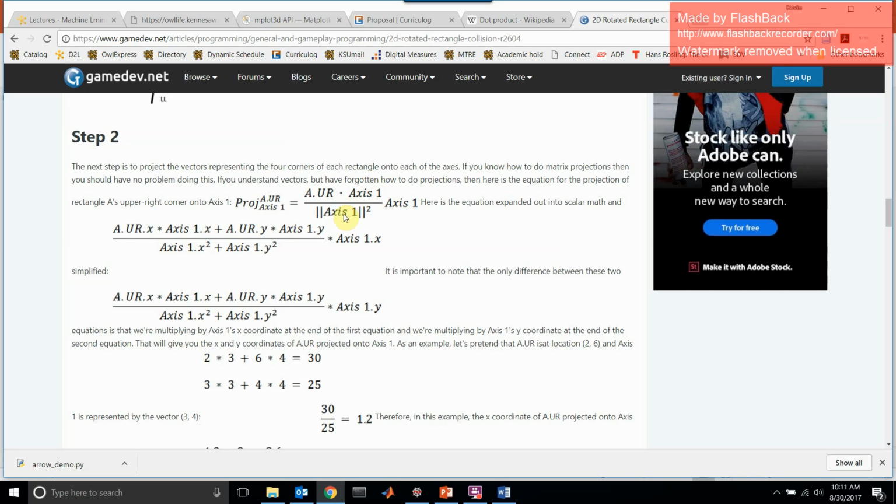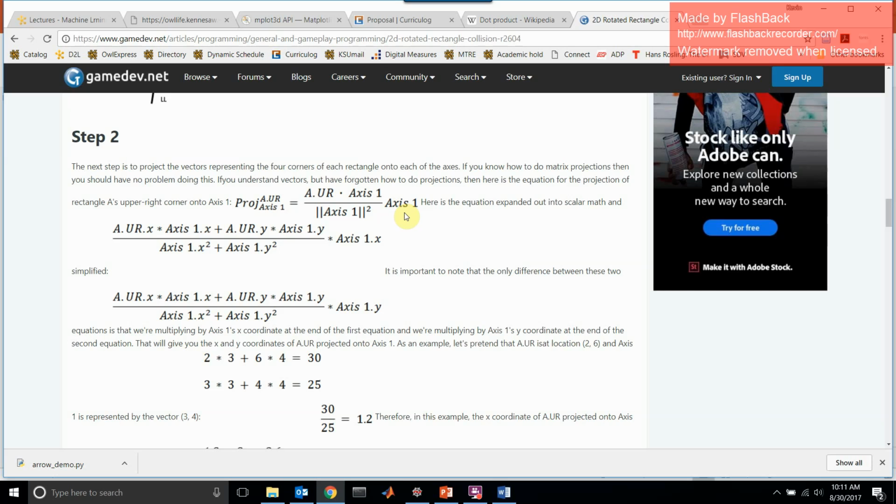I divide by the square of the magnitude, which is different than mine. I just divide by the magnitude itself. So this thing here is a scalar. And then it's being multiplied by a vector, the axis vector. So this quantity they have is a vector pointing in the same direction as the axis, and its magnitude is proportional to the dot product.